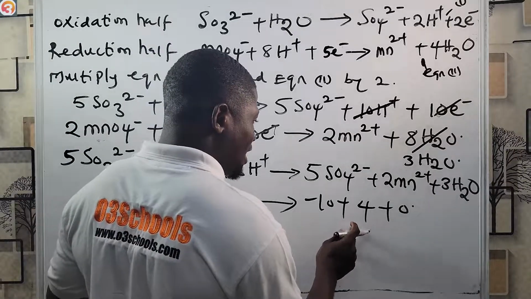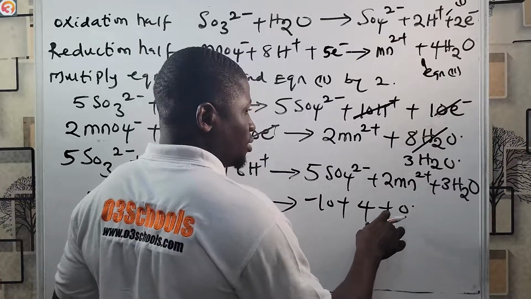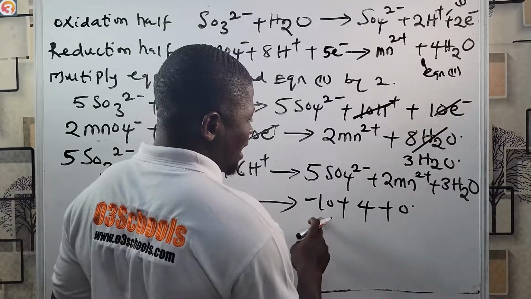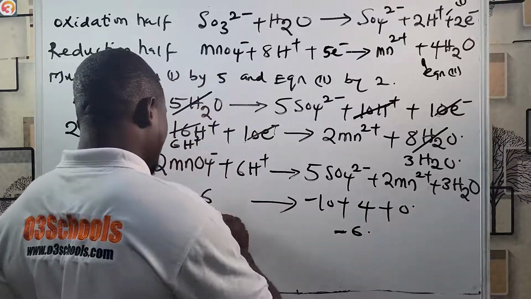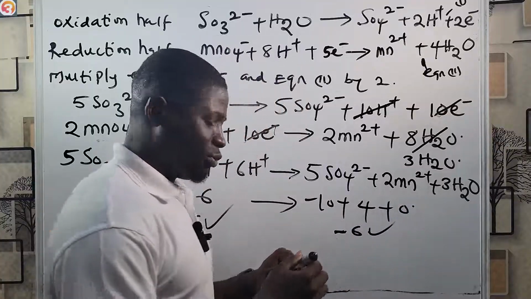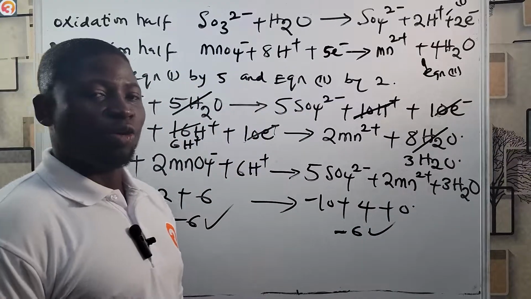Now this side: 5 times minus 2 is minus 10, plus 2 times 2 is 4, plus 0. Minus 10 plus 4 is minus 6. So you can see that minus 6 is equal to minus 6. Our equation is balanced in the acidic aqueous solution.